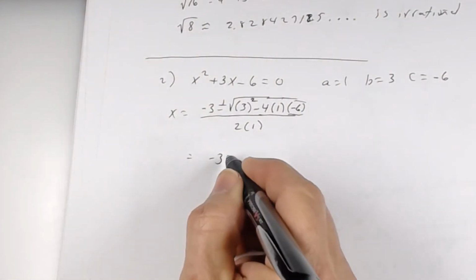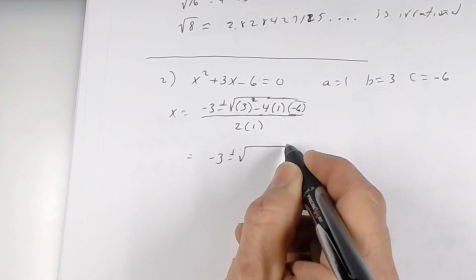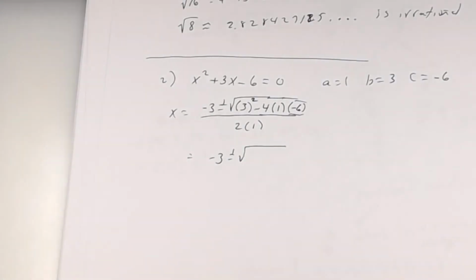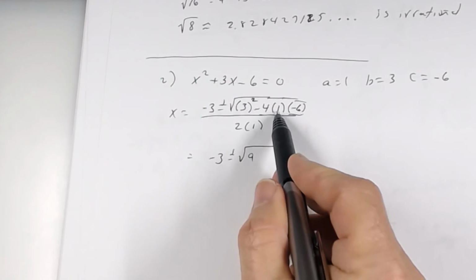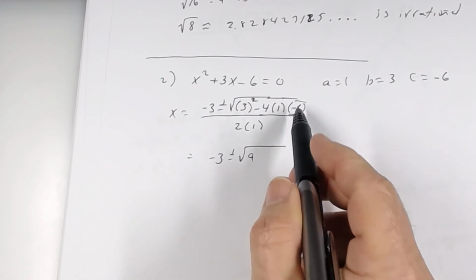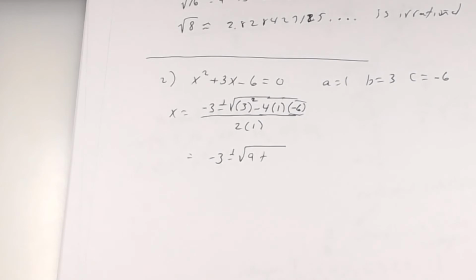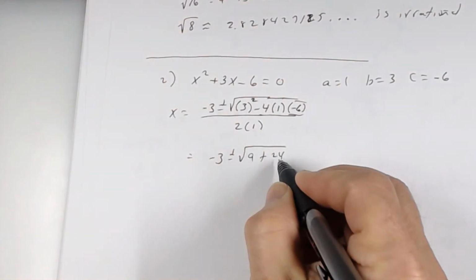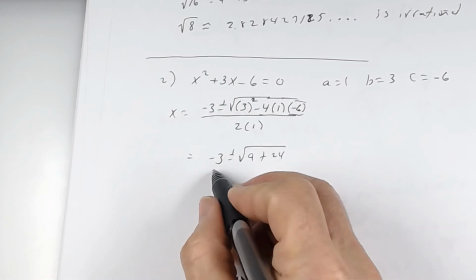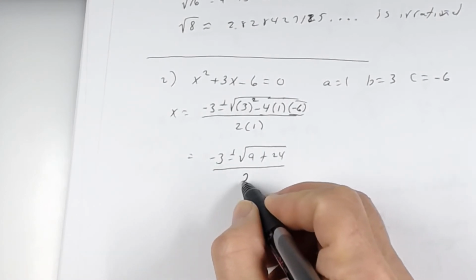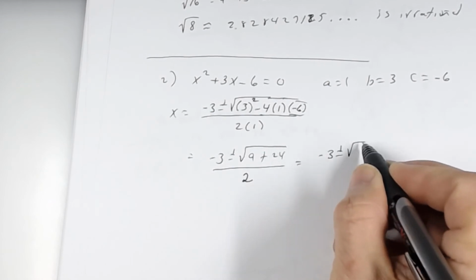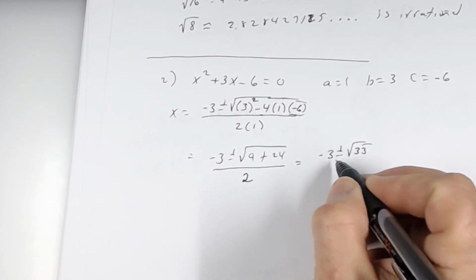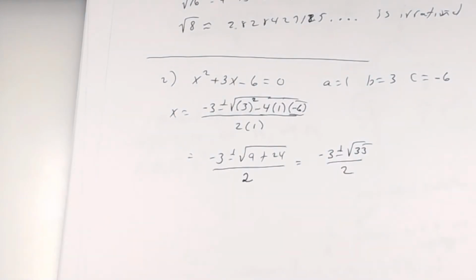All right, so I'm going to simplify the radicand. So I get negative 3 plus or minus the square root of, what's 3 squared? All right, now a negative times a positive is a negative. A negative times a negative is a positive. It'll be a plus. What's 4 times 1 times 6? 24. So you get 9 plus 24, right? All right, all divided by 2. And what's 9 plus 24? 33, all divided by 2. All right, so that's where I'm at.